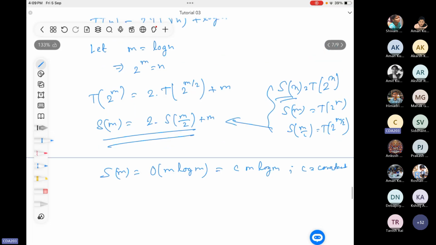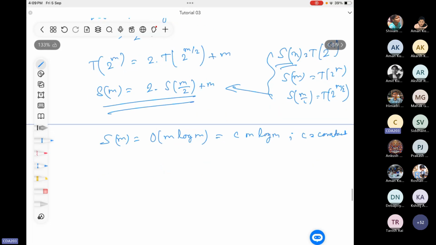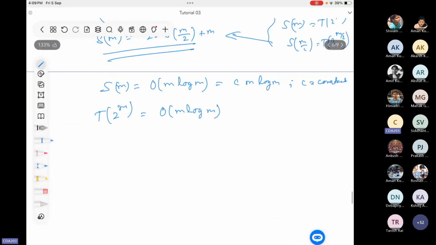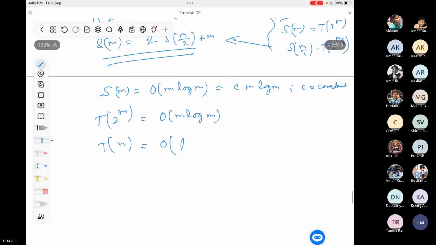Now we can just transform it back to our case. So S(m) is order m log m. Now what we have seen is that 2 to the power m is n. So this means that T(n) is equal to order m, meaning log n, times log of log n. Okay, so this is how we solve it.